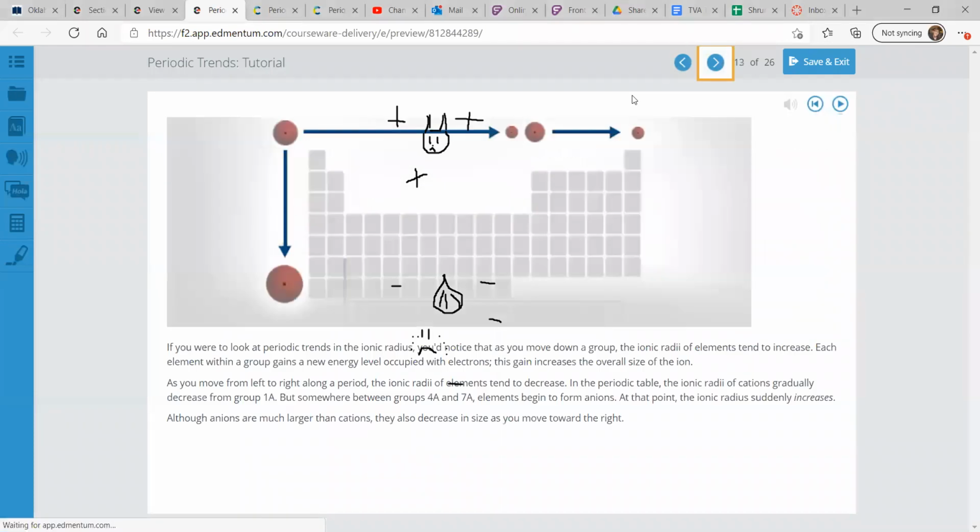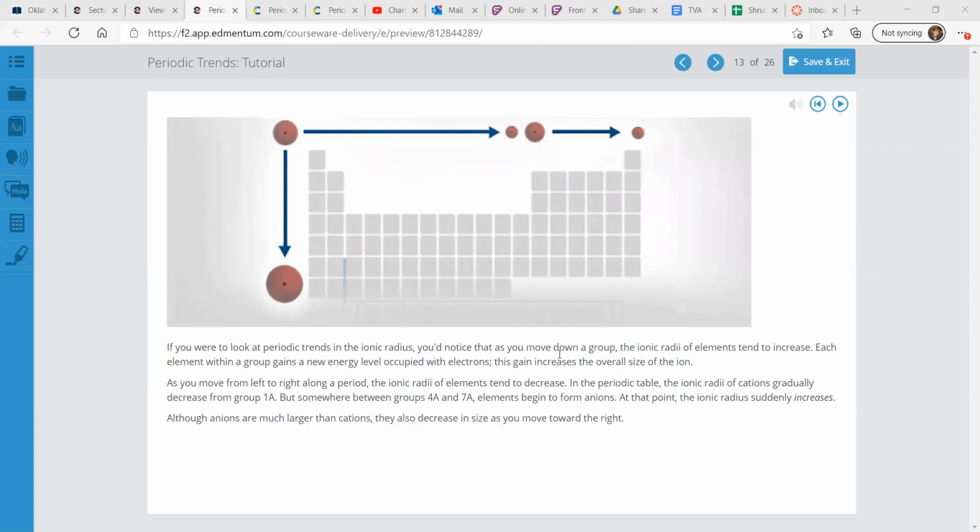Moving on. Excuse me. There we go. Clear all drawings. Okay. All right, now we have a visual aid.